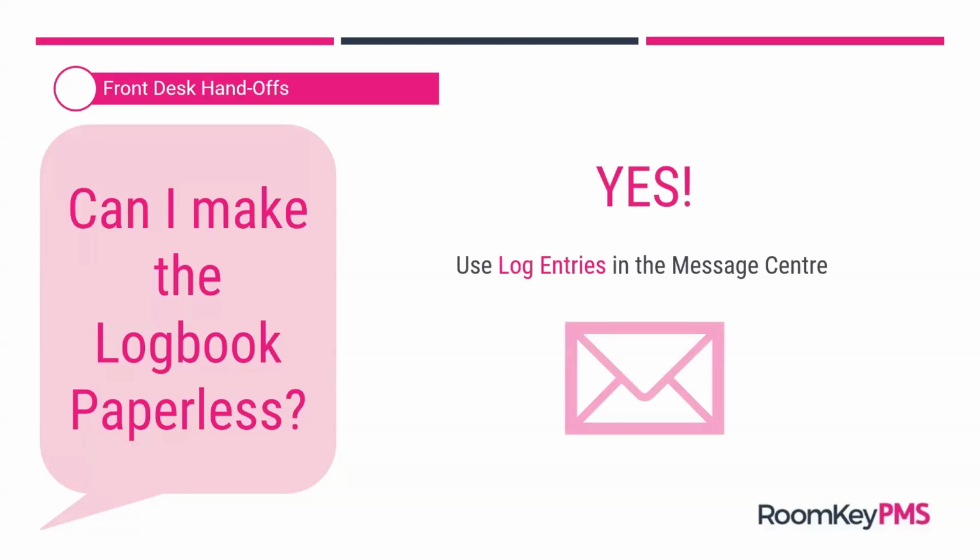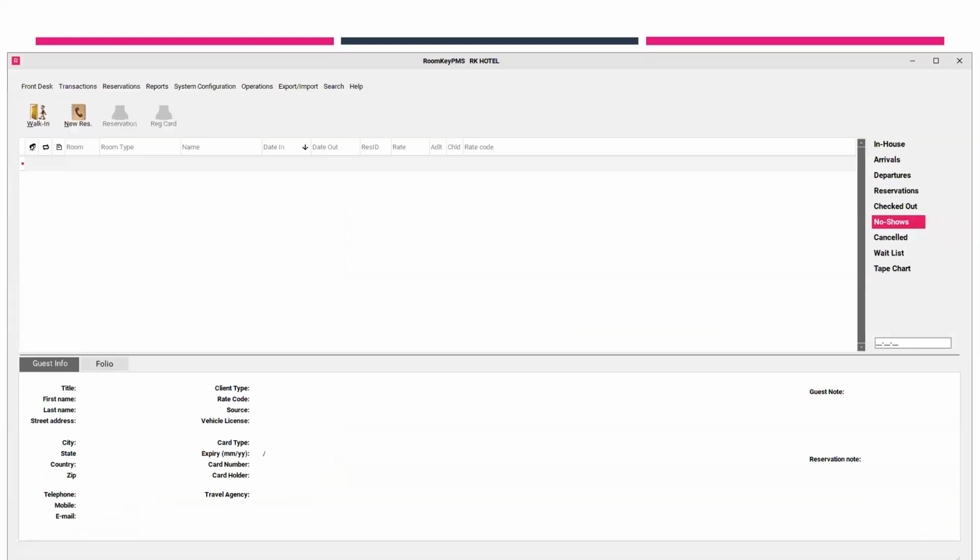So I'm actually going to pull up my demo database again, and I'm going to show you how you can make a log entry. There we go. So you can access the Message Center from the Operations menu, and you can click Message Center. It usually appears down here at the very bottom.